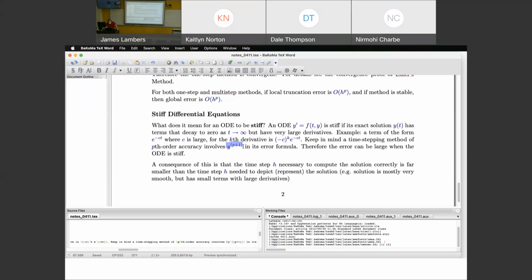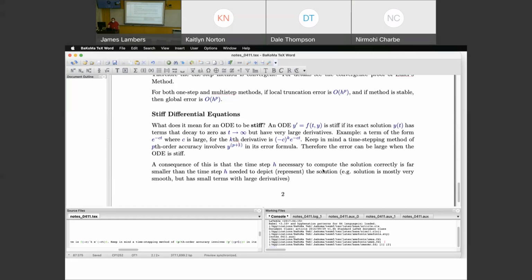So we can't ignore this factor that appears in the error terms. The consequence of this in practical terms is that to compute the solution of such an ODE, you generally need to use a much smaller time step than you would for non-stiff problems. So your computational expense increases because you're having to take more time steps to get from your initial time to your final time.